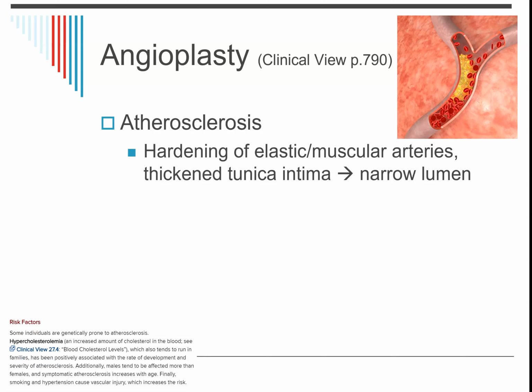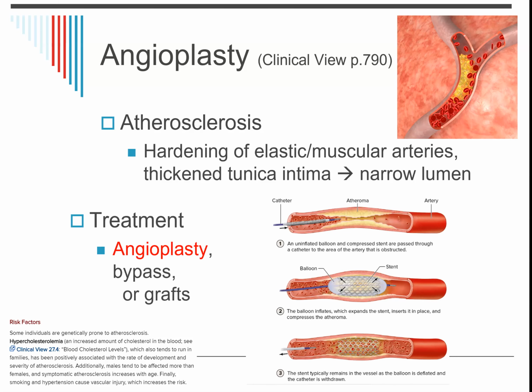So some risk factors here that they talk about in your book are hypercholesterolemia, high blood cholesterol. We'll talk more about that when we get to the digestive chapter, but high cholesterol levels are very, very linked to having these plaque deposits. They're cholesterol plaque deposits in the arteries. So treatment of atherosclerosis is angioplasty, and some really cool pictures here in your book. What they can do is basically put a balloon in. They would insert it with a catheter and then blow it up and puff up your artery and make it normal size or even a little bit bigger. And they can also add stents. So balloons and stents are what we're really looking at here.